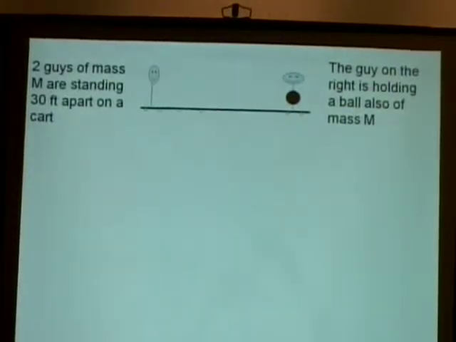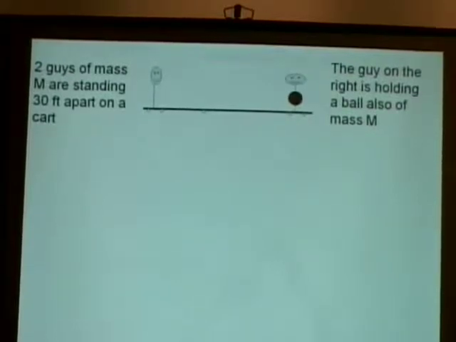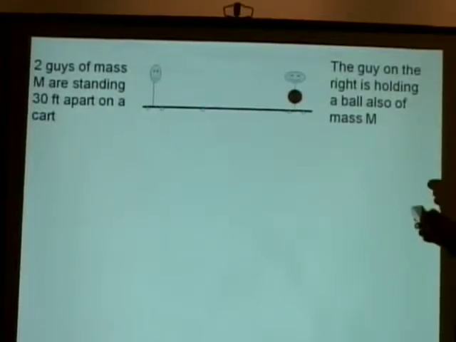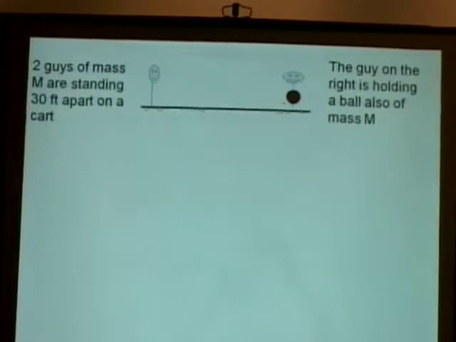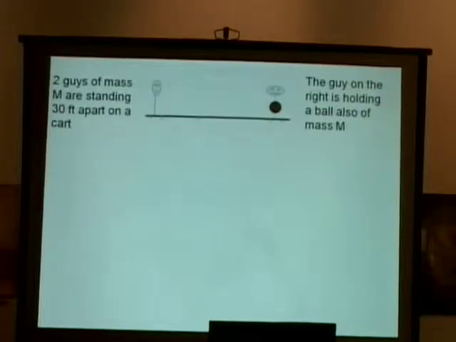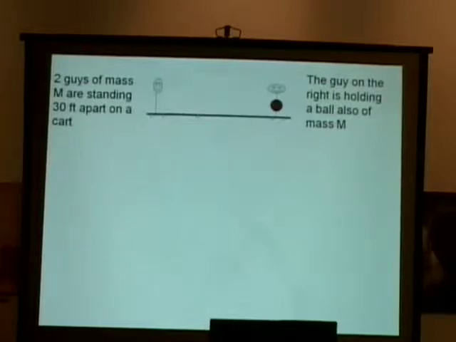So we've got two guys standing on a cart, and I want the cart to be, in a sense, massless. Let's not worry about the mass of the cart, and there's no friction, so it could slide readily in whatever direction the forces are applied to it. These guys each have mass m, and the guy on the right, this guy, is holding a ball, and the mass of that ball is also m. That just makes the arithmetic simpler. I realize it's pretty hard to have a ball that's as heavy as you are and to do something with it, but that's the way it goes.